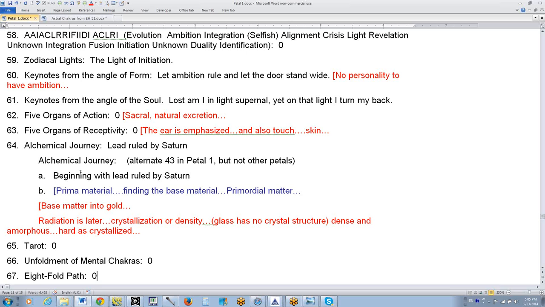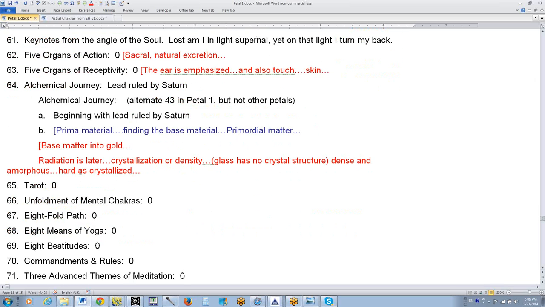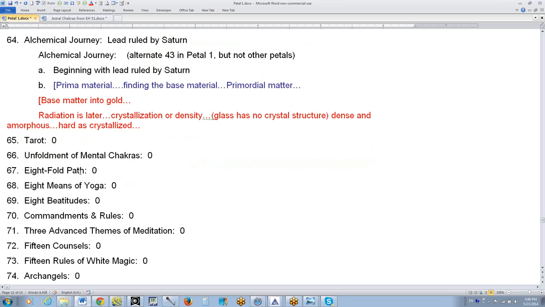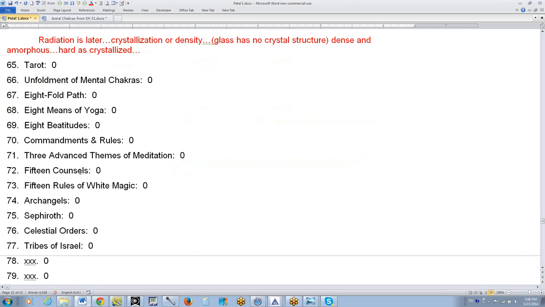So some interesting additional thoughts emerged here. Glass has no crystal structure. Interesting. Dense and amorphous. And, well, let's see, you know, alchemy could be applied, right? We could probably look at the tarot. Here I'm not going to get into this. This is something that you can do if you wish. All of these correlations are possible, and I think this was inserted by my editor.